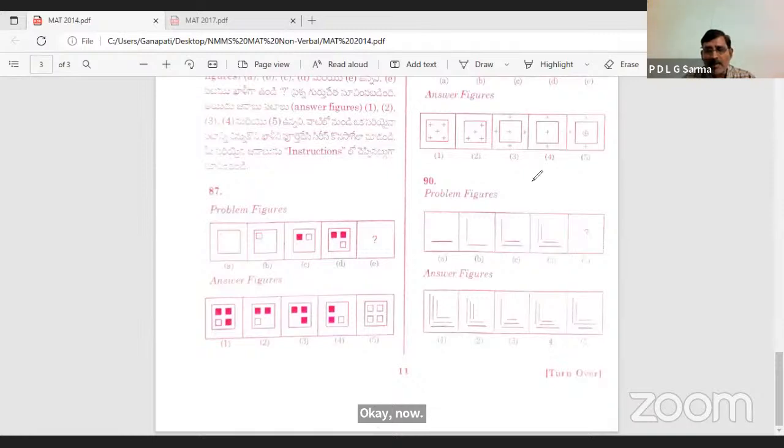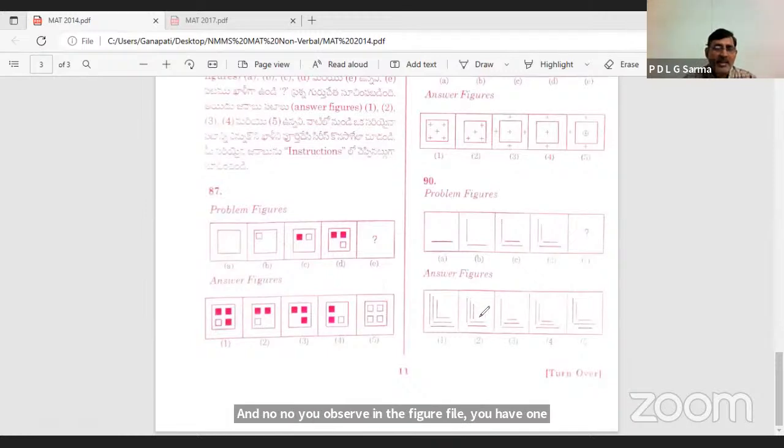No, you observe in the figure 5 you have one line below, that is not correct, because every time the new line is generated inside. Okay, that's why we are considering 4, not 5. Now I will stop this sharing because this is completed. Now I will open one more.